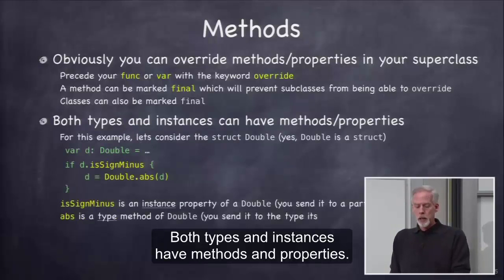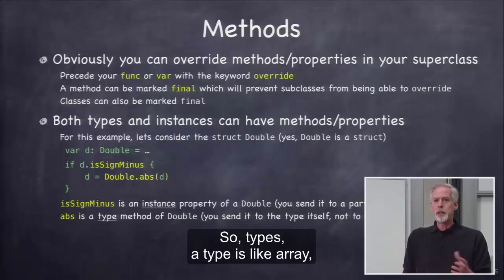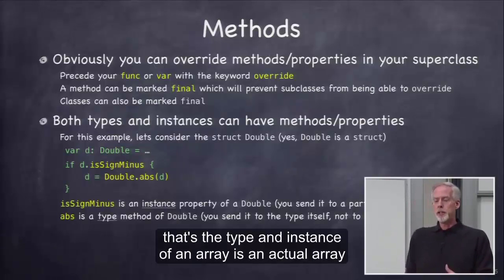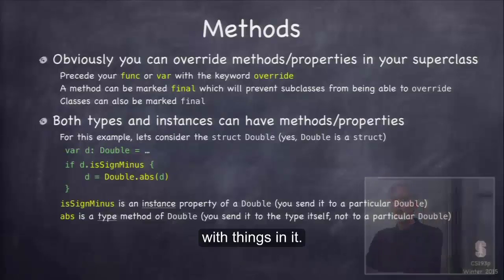Both types and instances have methods and properties. A type is like Array, that's the type. An instance of an array is an actual array with things in it, okay?